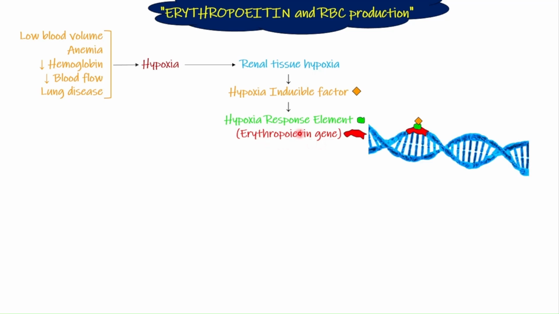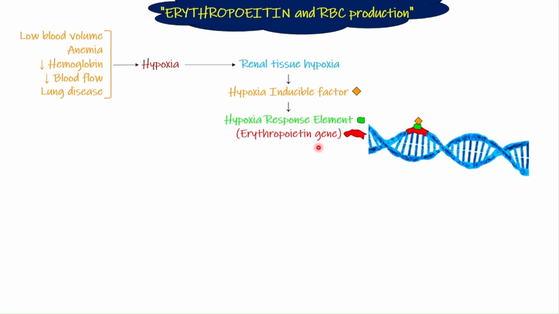So this is how it looks. This is the DNA. For instance, this red colored part is the erythropoietin gene, and the erythropoietin gene has this green colored hypoxia response element. So hypoxia-inducible factor is going to attach to this hypoxia response element on the erythropoietin gene.